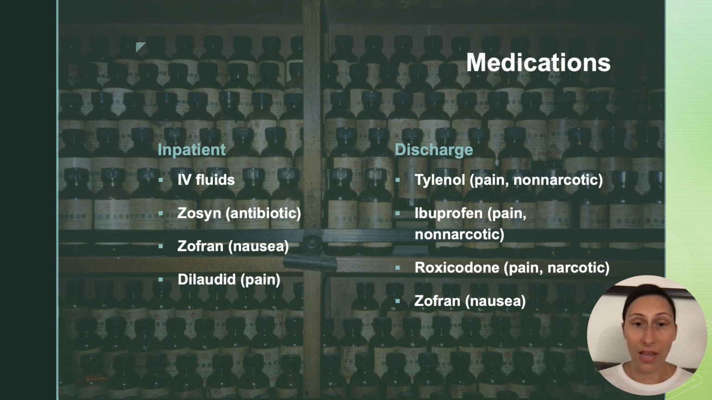And then another layer on top of that, so this is not to replace the ibuprofen and Tylenol, is the roxicodone. The doctor wants a patient to take roxicodone when the pain is uncontrolled with Tylenol and ibuprofen. And then also they're going to be prescribed Zofran to control any nausea postoperatively.